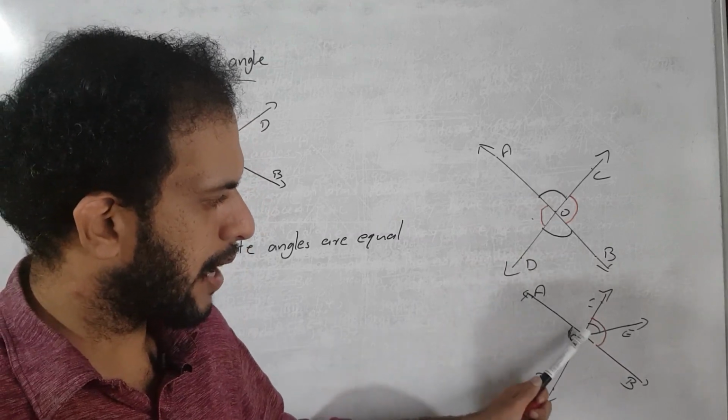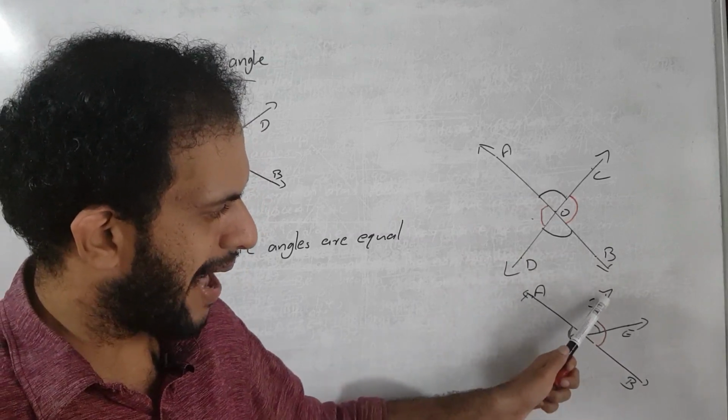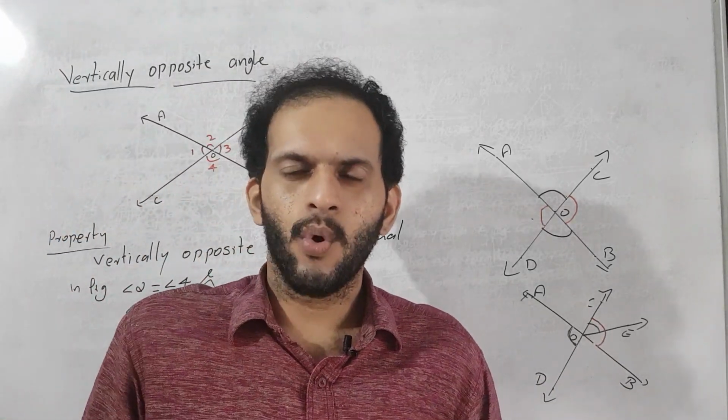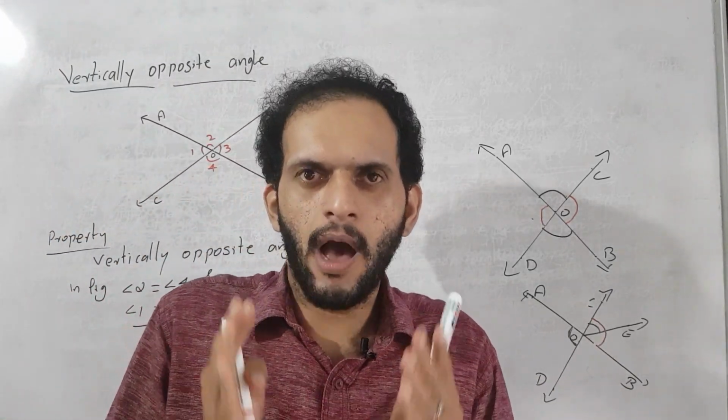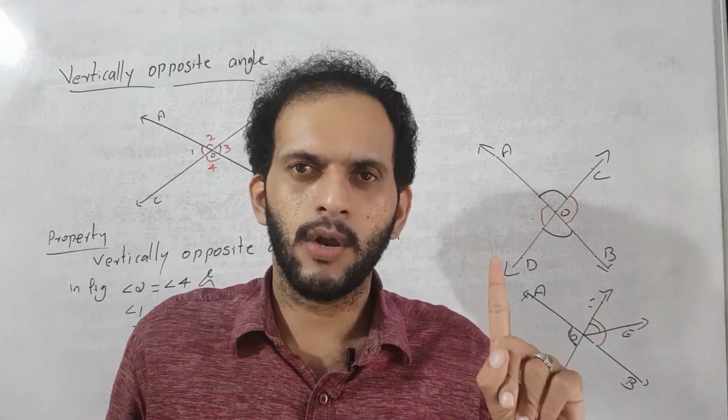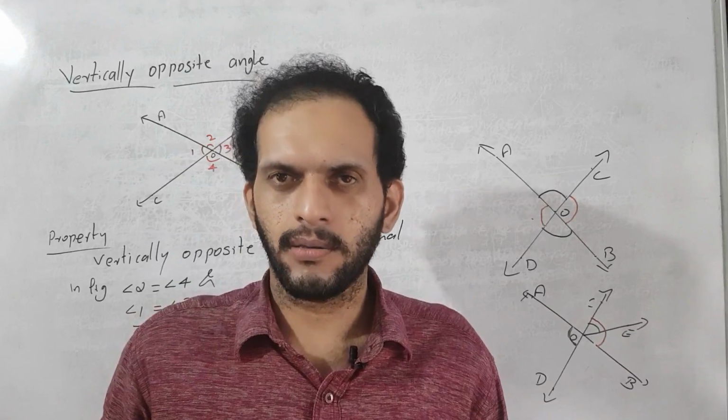Then what is the vertically opposite angle of AOD? That one is angle COB. Okay, then I think you got the idea about vertically opposite angles, how to identify them. Clear? What is the property of vertically opposite angles? Vertically opposite angles are equal.